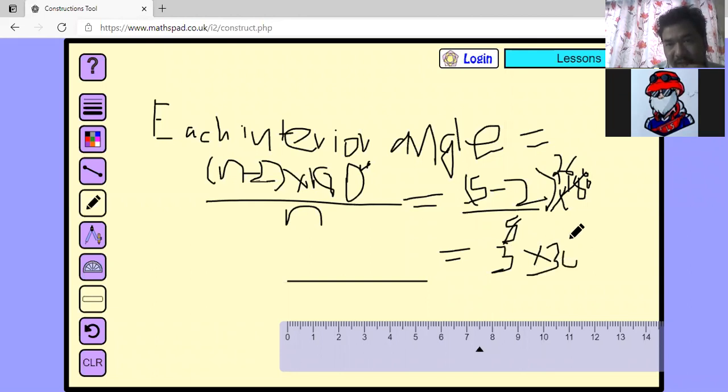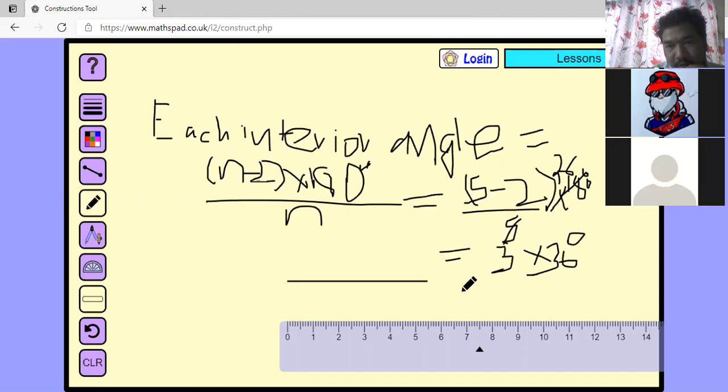You will get the answer how much? 108. Yes, you will get 108 degree. You have to do this before the construction, okay? Have you understood how to find out each interior angle? Yes, sir. Then we now understand that each interior angle of a regular pentagon is 108 degree. Okay, children, I am rubbing this.